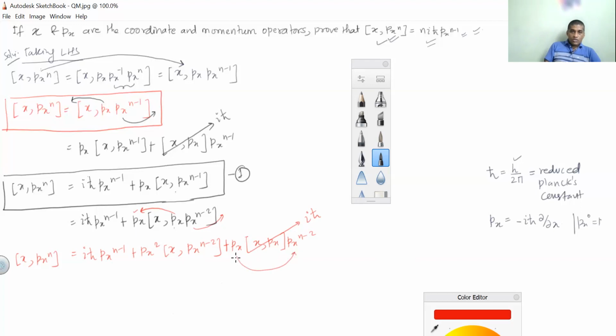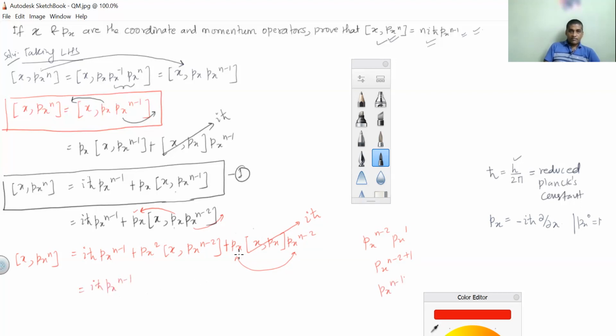Now, since these two, that is px and px power n minus 2, are outside the commutation relation, we can simplify and write px power n minus 2 px power 1. So this gives us px power n minus 2 plus 1. So finally we get px power n minus 1. Okay, so we have iħ px power n minus 1.